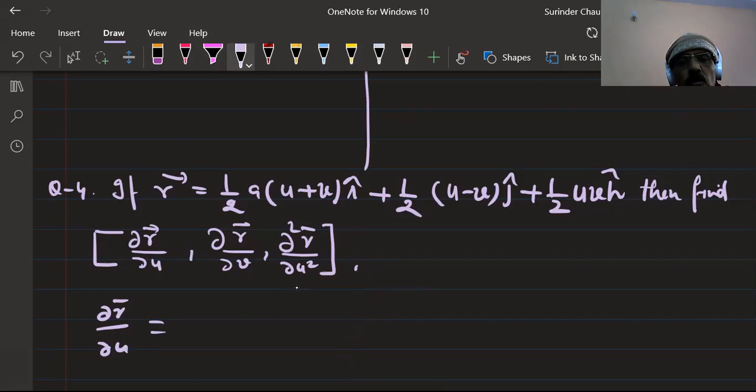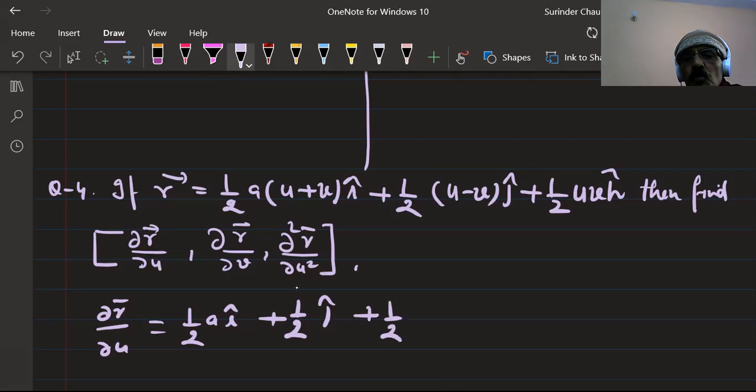Here the differential with respect to u is constant, equal to half. What is the value of this? This is equal to half of a i, v is equal to 0, plus half of j, v is equal to 0, and plus half of uv, half of unit vector k.